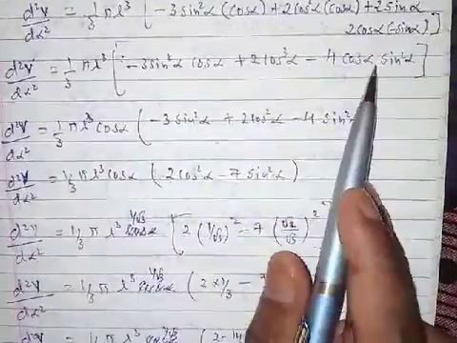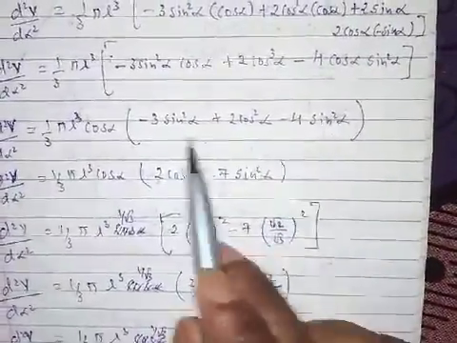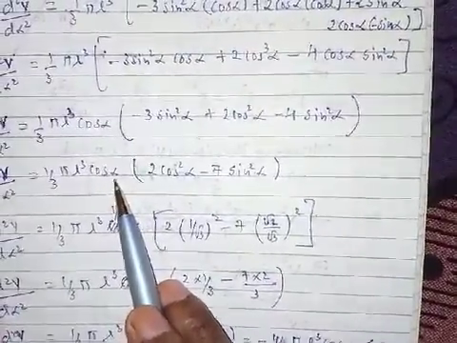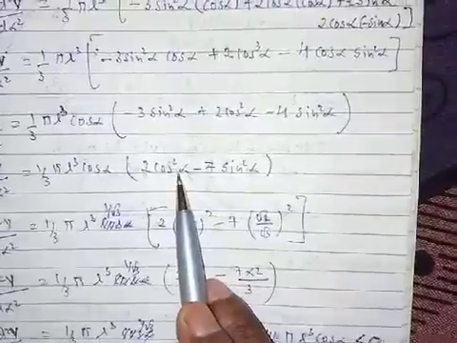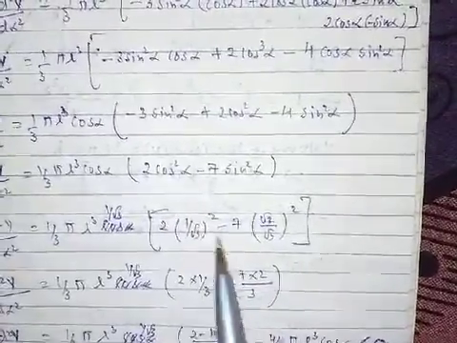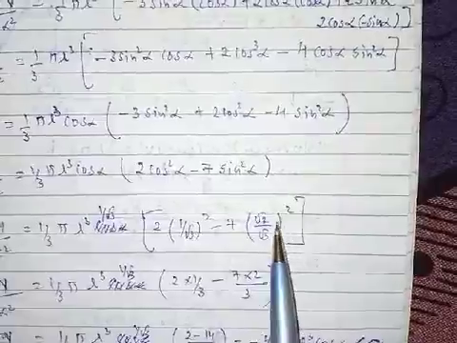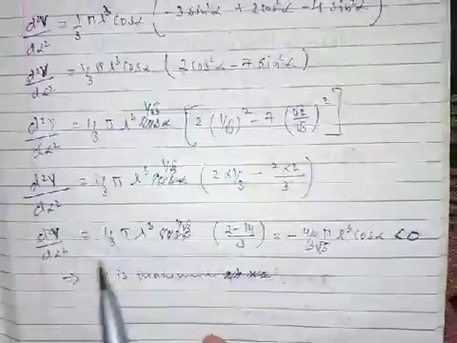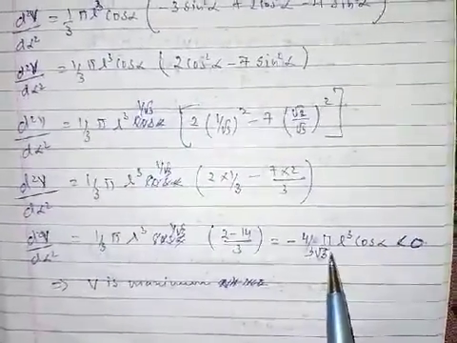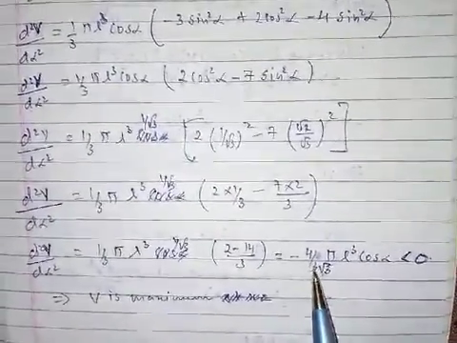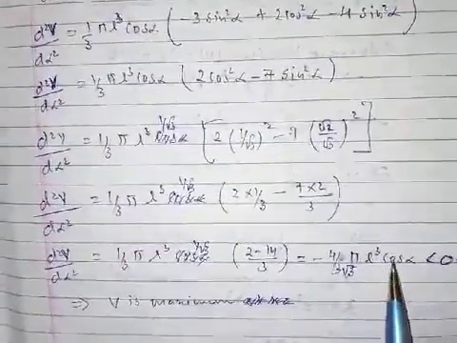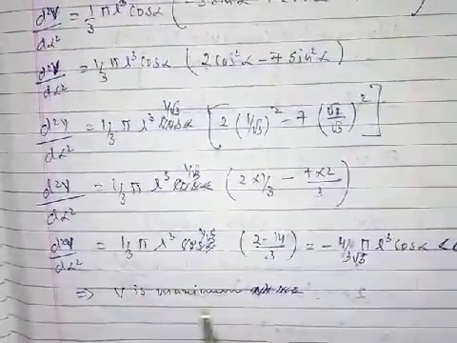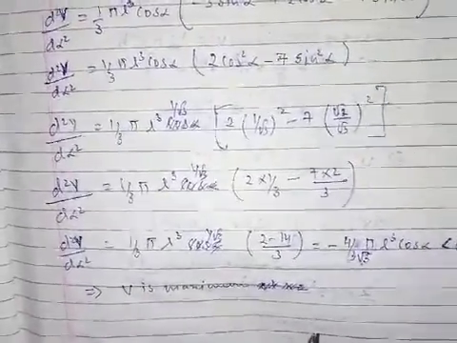We have taken cos alpha common, and then after we are left with this, simplify it, and now substitute the value of cos alpha. What is cos alpha? 1 by root 3, so 1 by 3 whole square, minus 7. Sine is root 2 upon root 3 whole square. If you simplify it, d square v by that, you will get minus 4 by 3 root 3 pi l cube cos alpha. Minus is there, therefore which is less than 0, therefore we prove that the volume is maximum.